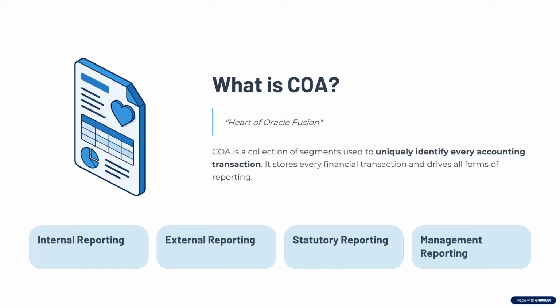For external reporting, what is the purpose of reporting externally? In a company many shareholders have invested, like large shareholders and small shareholders, and minority shareholders also. For those purposes we report in the annual general meeting. So this is the type of external reporting.